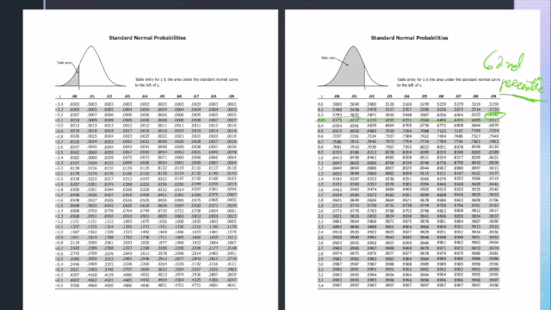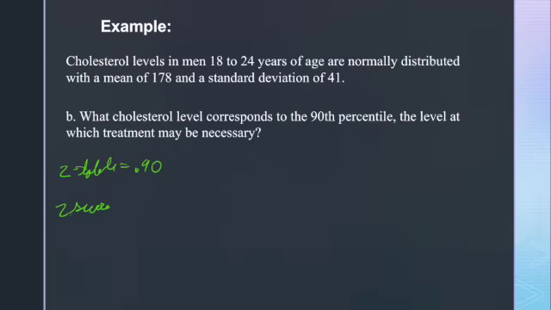Okay, where is 0.90 on my z-table? Here we've got something kind of close. Keep going. Here I've got something really close to 0.90, and that is 1.28. So my z-score is 1.28. So I'm going to take 1.28 equals some mysterious data value minus 178 over 41, and I'm going to solve for x. I'm going to do that by taking 1.28 times 41 and adding 178.